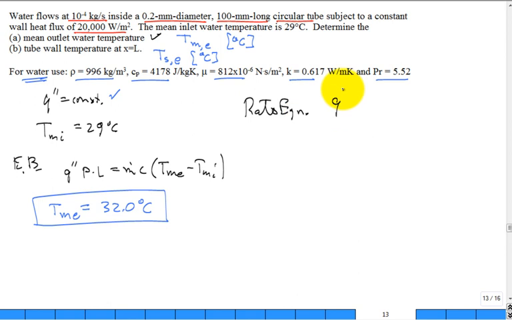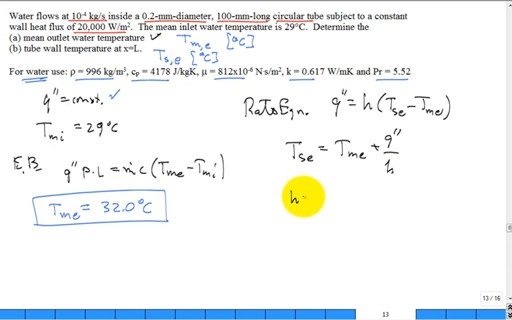So Q double prime is equal to h times (T surface at the exit minus T mean at the exit). And we've done this before. T surface at the exit is T mean fluid at the exit plus Q double prime divided by h. I need that h. h is equal to the Nusselt number times k divided by D. I need the Nusselt number. To get the Nusselt number, I have to calculate the Reynolds number.